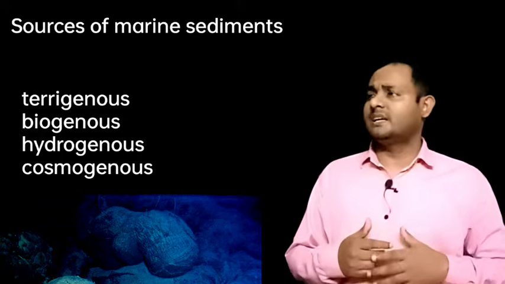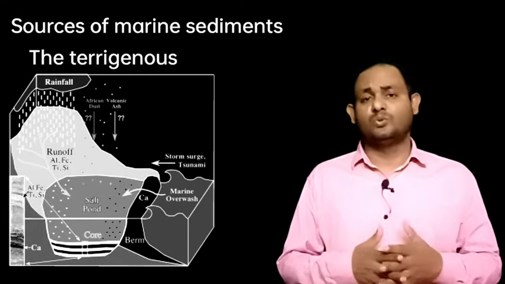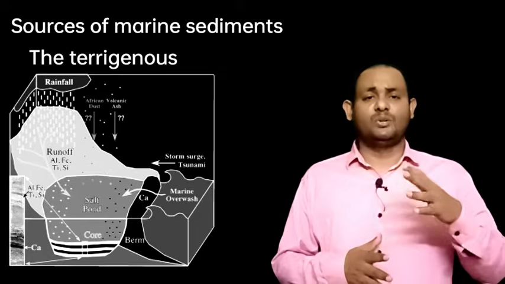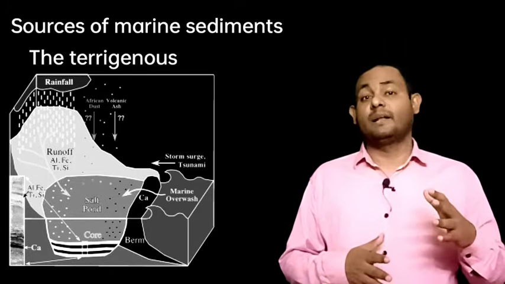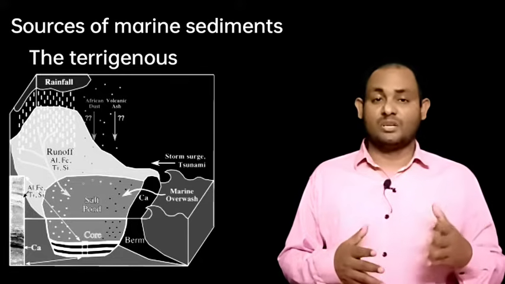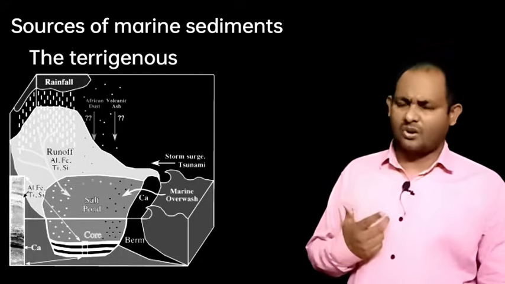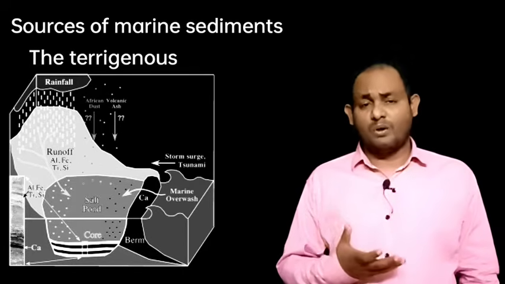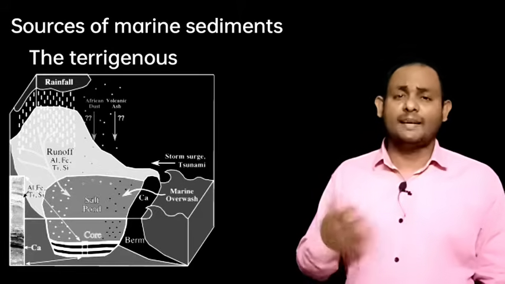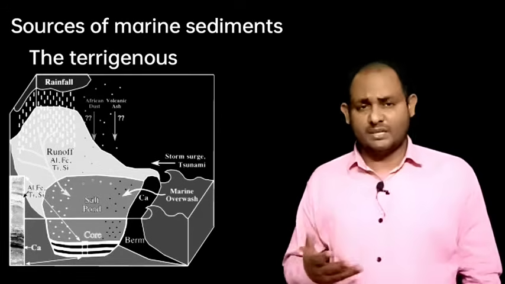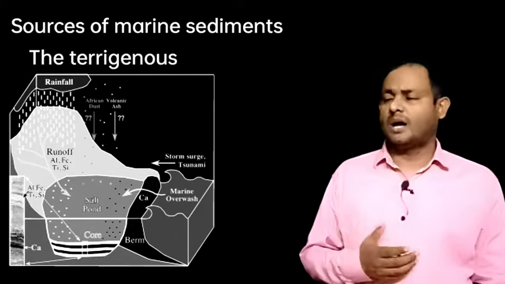First of all, the terrigenous or lithogenous source of marine sediments includes weathering and erosion of continental rocks and transport of eroded material by rivers, coastal erosion by sea waves, and glacier erosion of continental rocks. There is also transport by glaciers to the sea at high latitudes, and winds also transport dust and sand from the hinterlands of the coast to the ocean.